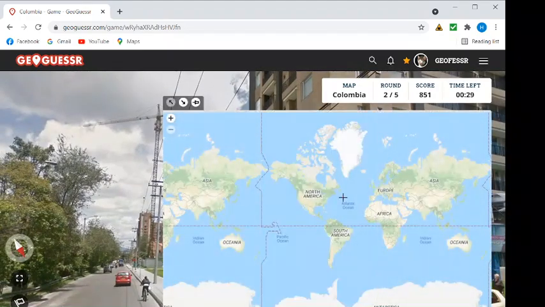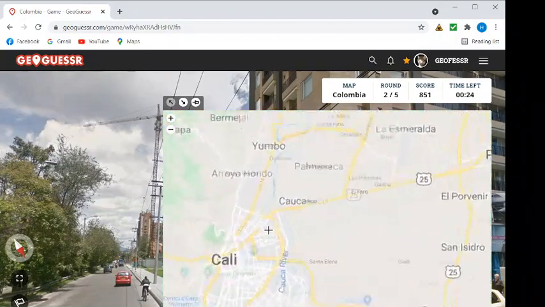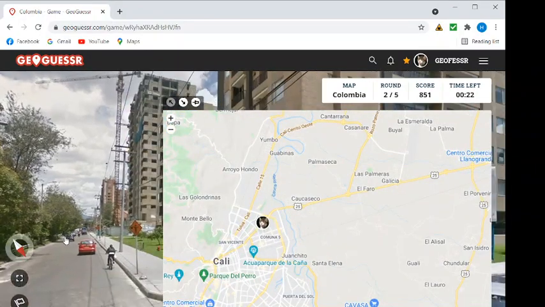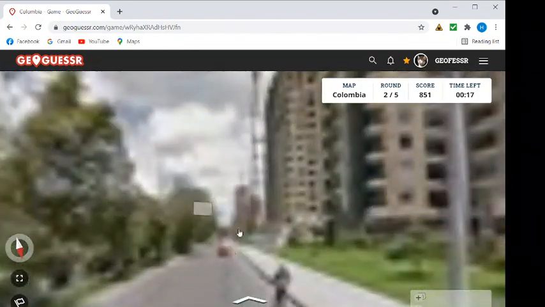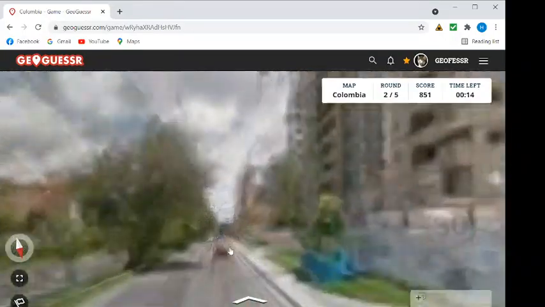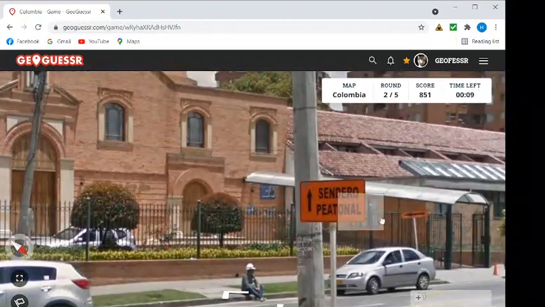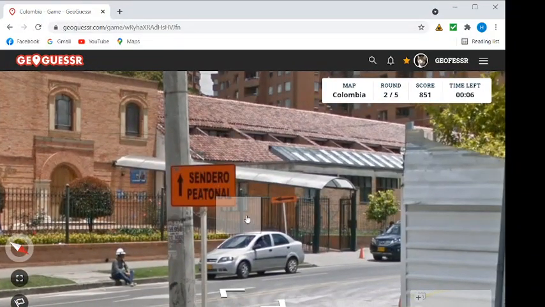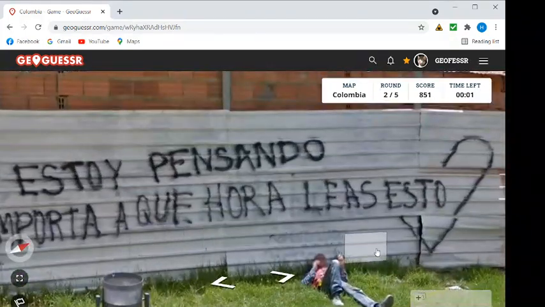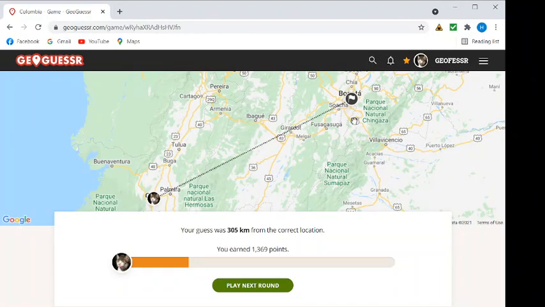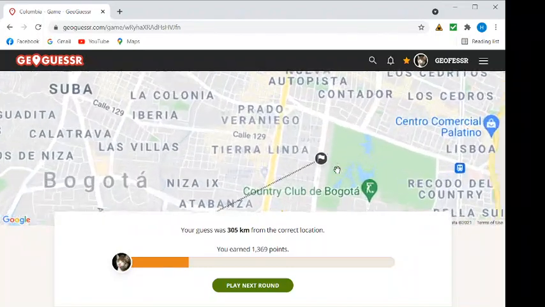Okay, I haven't guessed yet. I'm going to guess that this is some outlying part of Cali. I'm thinking this is maybe somewhat lower in altitude, somewhat warmer. Cali would have, for instance, bananas, unlike Bogota. I think Cali is like 1,500 meters above sea level. We have Sendero Peatonal. Okay. Oh, it was Bogota. Okay, but just an outlying area with more space, I guess.